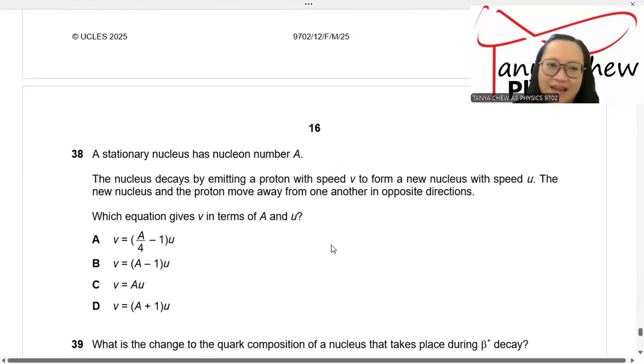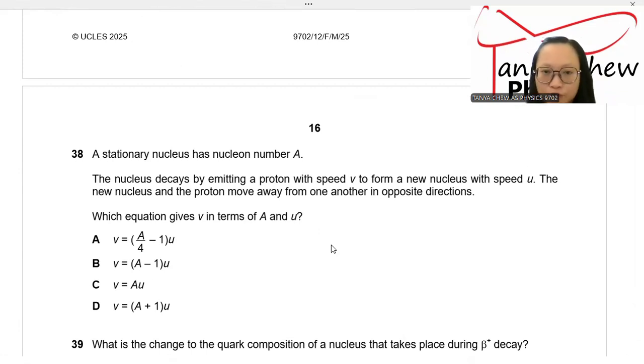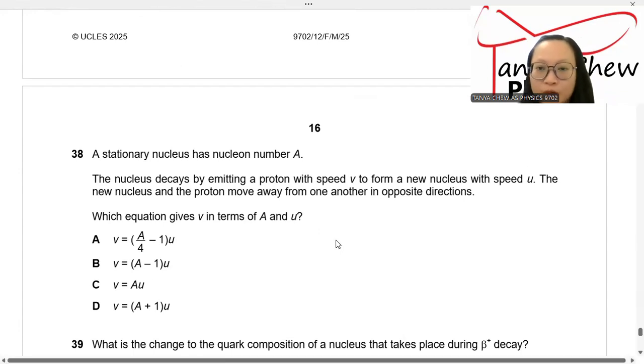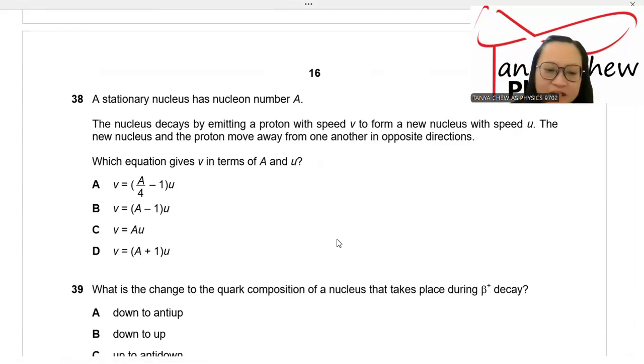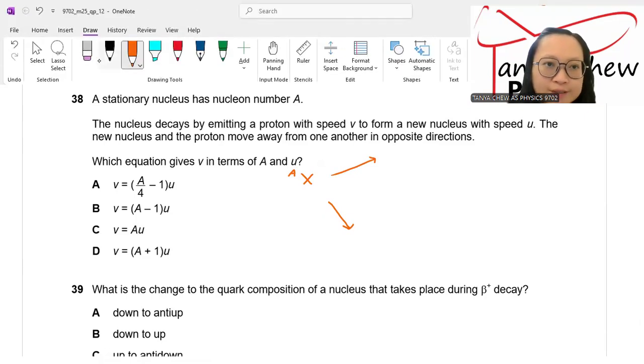Now, 38. A stationary nucleus has nucleon number A. The nucleus decays by emitting a proton with a speed v to form a new nucleus with speed u. The new nucleus and the proton move away from one another in opposite directions. Which equation gives v in terms of A and u? So I just write down A, this is X, decay, right? Okay, opposite directions. So I better draw opposite directions.